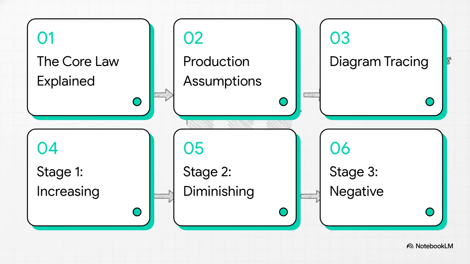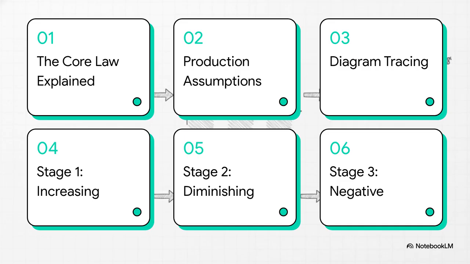So, here's our game plan for today. We'll start with the core law explained, move into essential production assumptions, and then do some interactive diagram tracing. After that, we'll break down the 3 stages. Stage 1 is increasing returns, Stage 2 is diminishing returns, and finally, Stage 3 is negative returns.